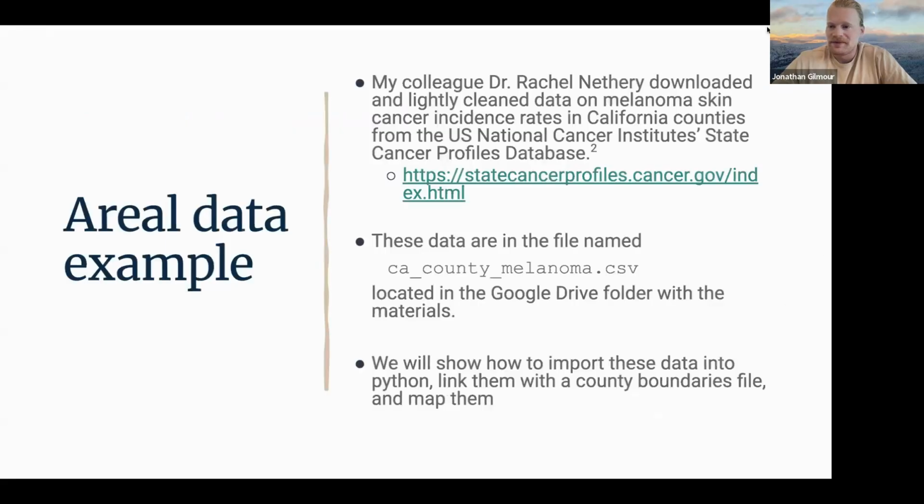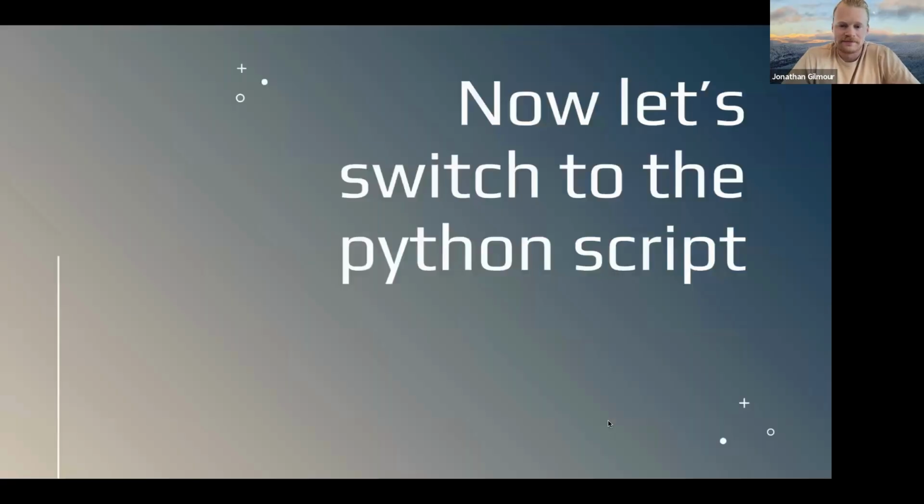A data example: Rachel so kindly downloaded and cleaned data on melanoma skin cancer incidence in the counties in California, from the U.S. National Cancer Institute's State Cancer Profiles databases. There should be a file named CA County Melanoma in the folder. Let us know if you don't see that. We're going to import this into Python, link it with county boundaries, and map the incidence rates of melanoma in California. So I will switch to the Python script.